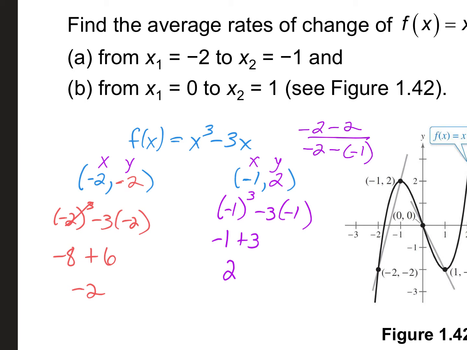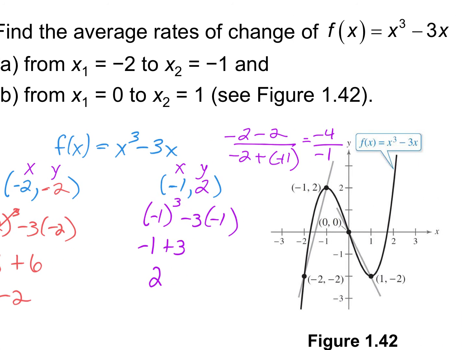You guys okay with that? Yes. Okay. What's -2 minus 2? -4 over -1. What's -4 divided by -1? 4. So my average rate of change for that interval between -2 and -1 is 4. And you can kind of check to make sure that that makes sense.